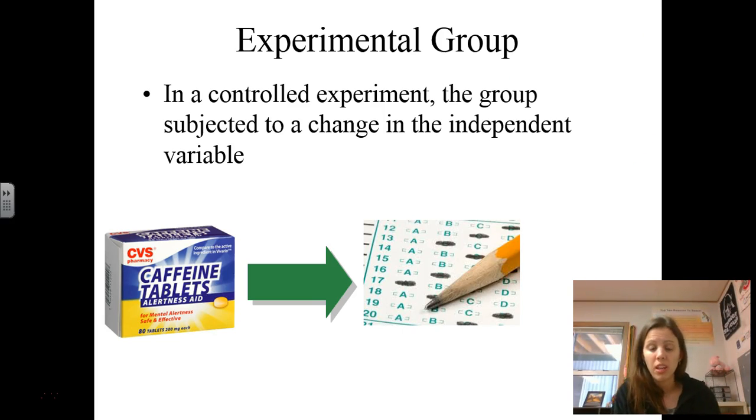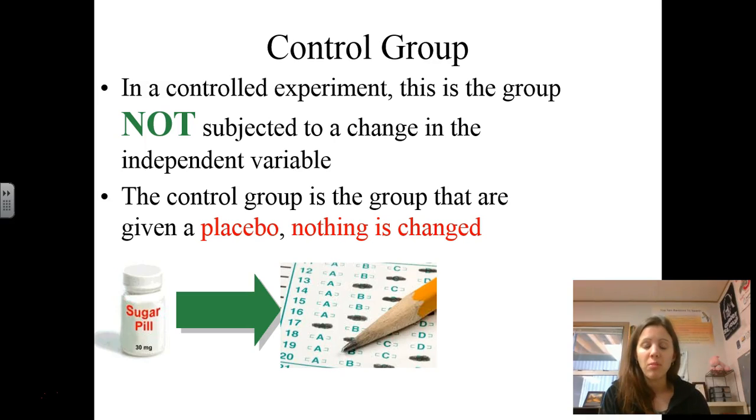So the two groups are, like I said, the experimental group. This is the group that's actually going to be getting the independent variable. So in our case, it's caffeine. I'm going to be giving them pills that have caffeine in them to see if they impact their test. The other half of my group is going to be the control group. They are also going to be getting pills, but they have zero caffeine in it. It's all sugar. It's a placebo.